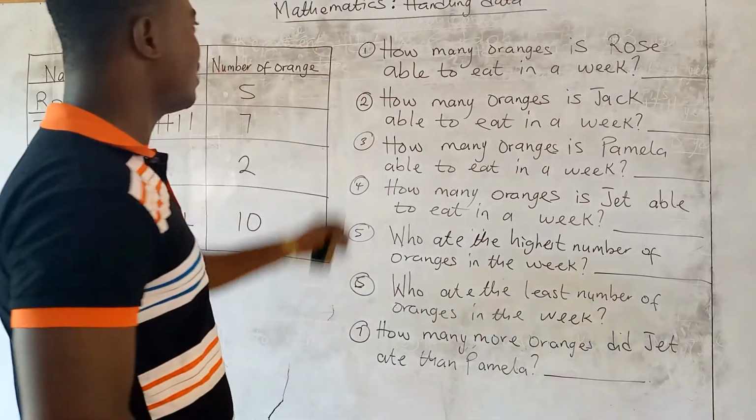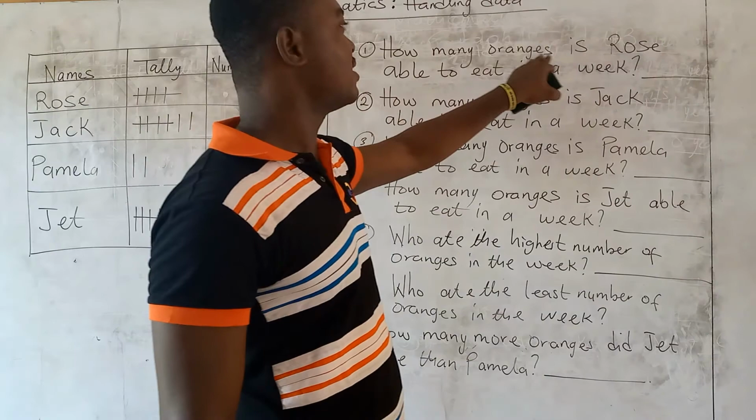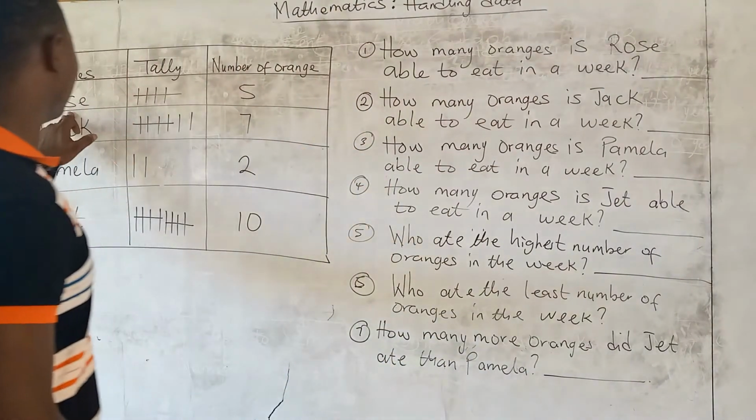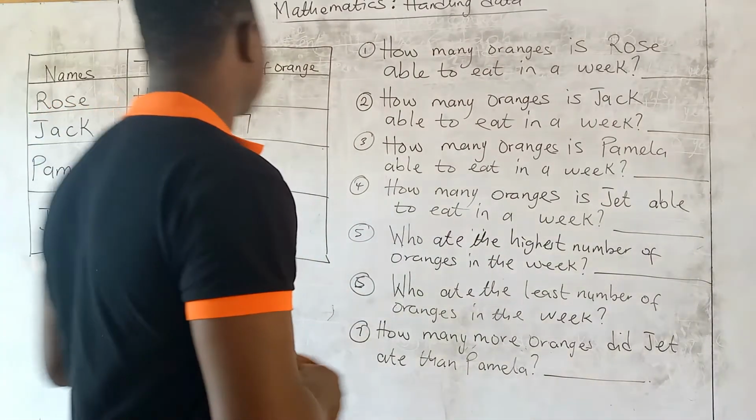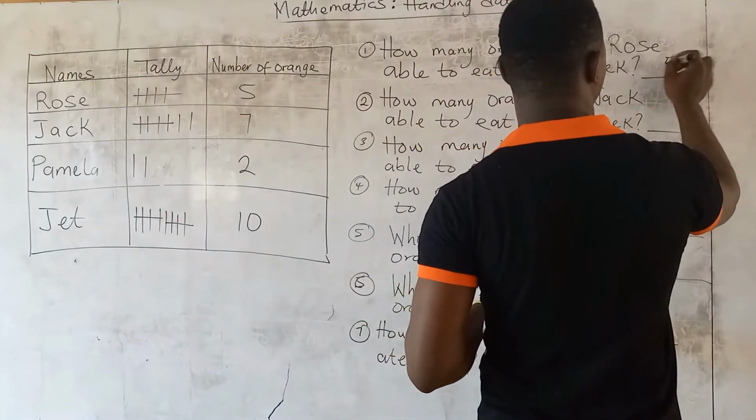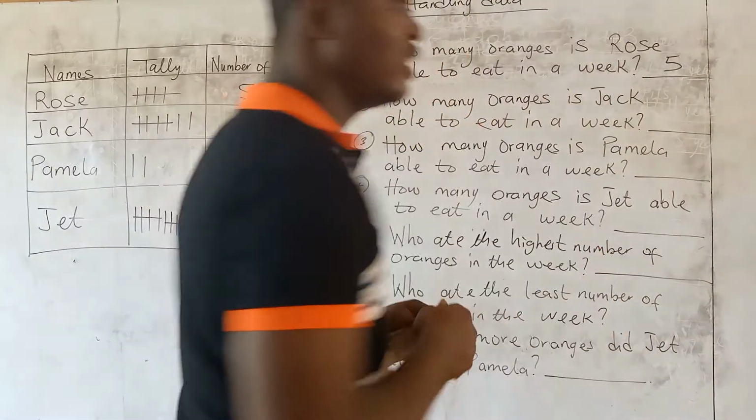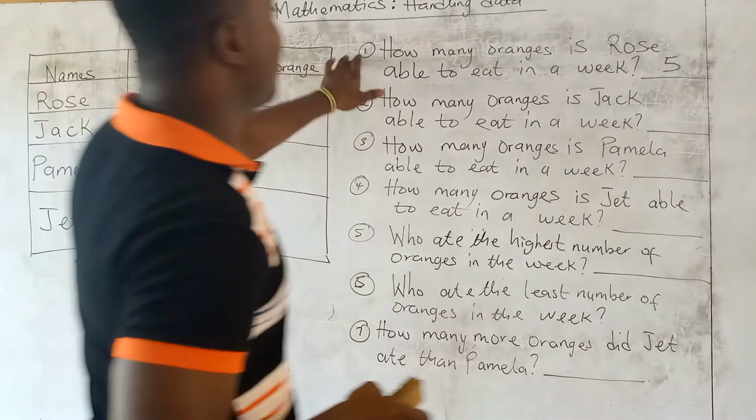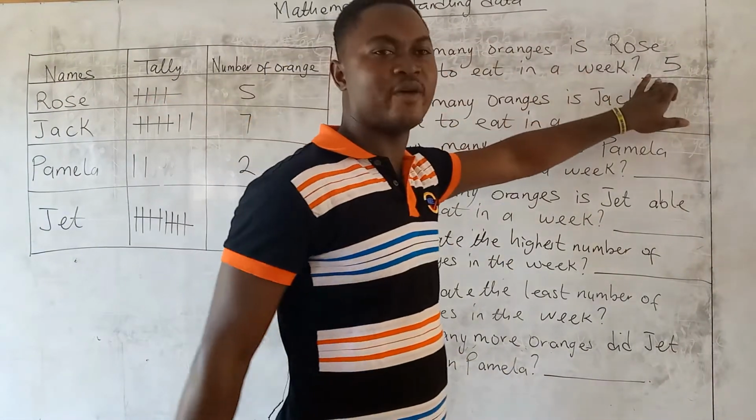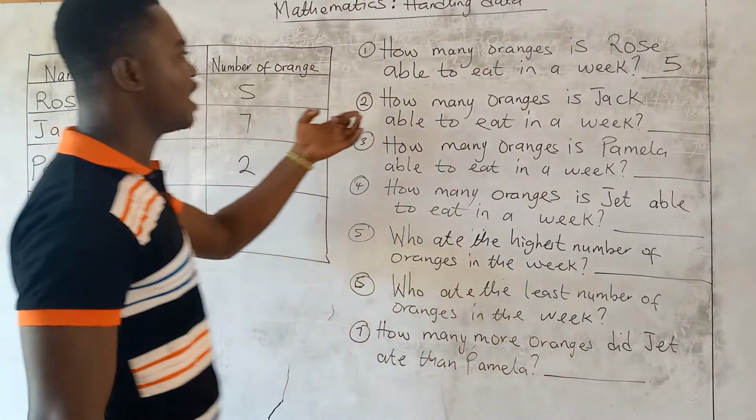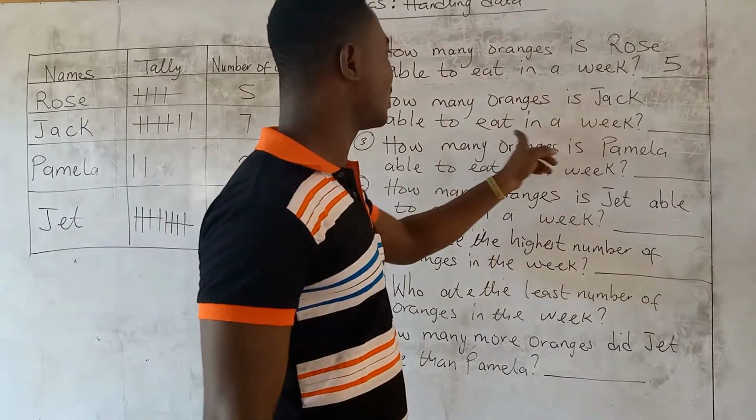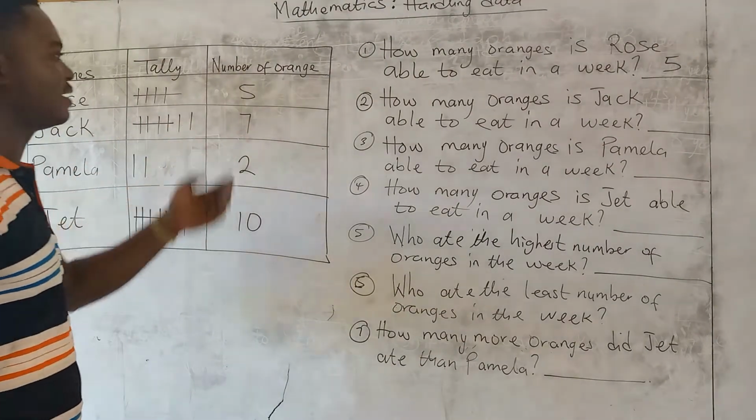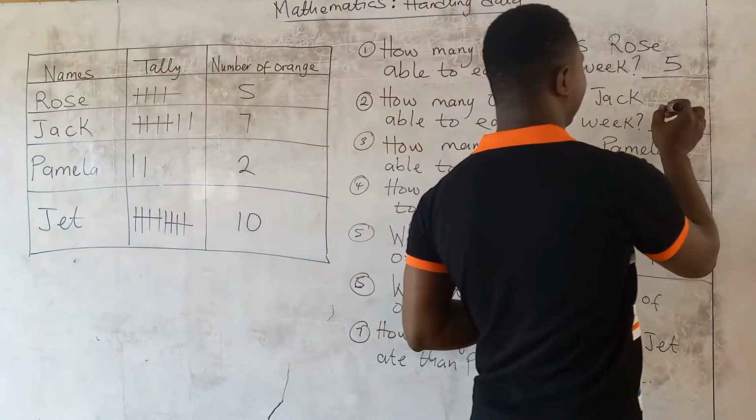Now, question 1 is saying, how many oranges is Rose able to eat in a week? So we go to Rose. Rose is able to eat 5 oranges. So we only write 5 for Rose, because she's able to eat 5 oranges. What about the next question? How many oranges is Jack able to eat in a week? In a week, Jack is able to eat 7. So Jack is able to eat 7.